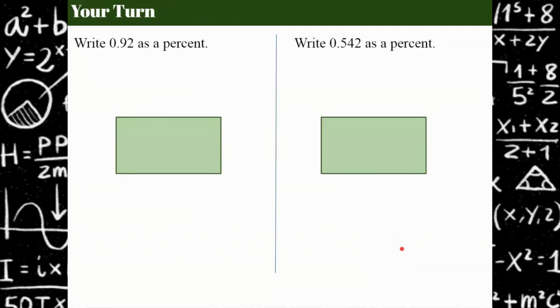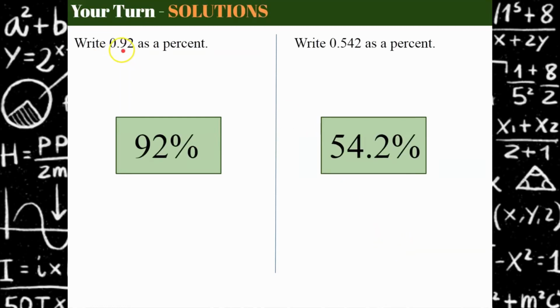Your turn. Write these as percents. When you're ready, come back and check your work. Go ahead and pause. Welcome back. Let's see how you did. So I'm going to move the decimal place 2 places to the right and add a percent symbol, 92%. Move the decimal 2 places to the right, so between the 4 and the 2, and add the percent symbol.